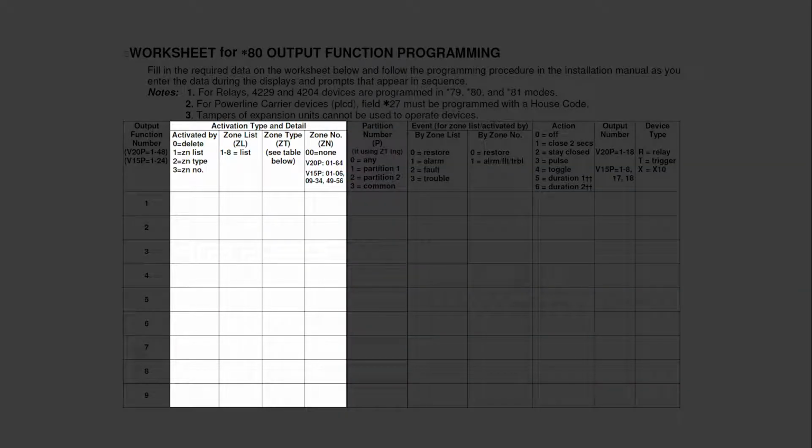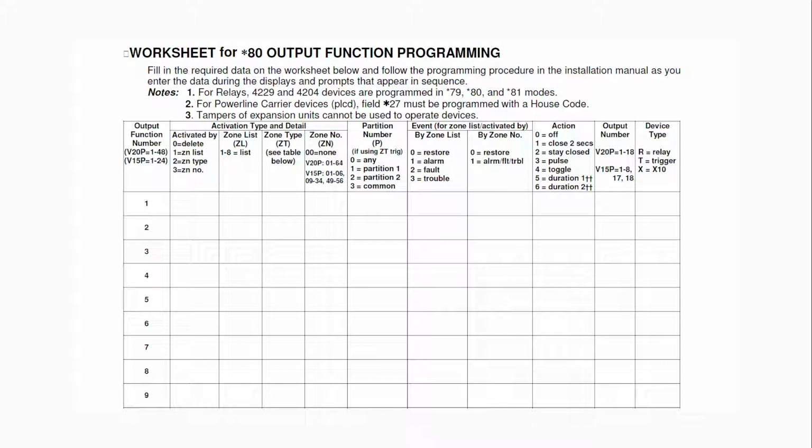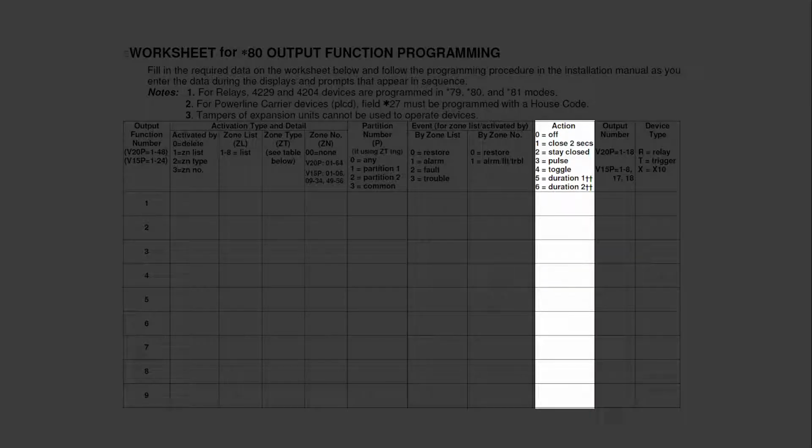Next, choose how the relay will be activated: by a zone list, zone type, or zone number. If the relay needs to activate by a specific zone or zones, choose zone list or zone number. If the relay will activate on a panel action such as chime, alarm, disarm, trouble, and other items in this list, choose zone type. Press star. Based on the previous choice, you will now choose which zone list, zone number, or zone type will activate the relay. Press star. Next, choose your output action.